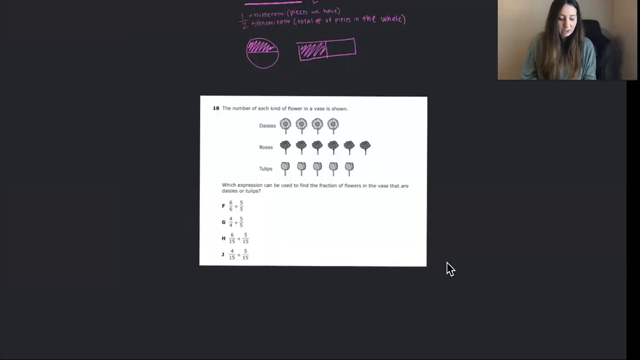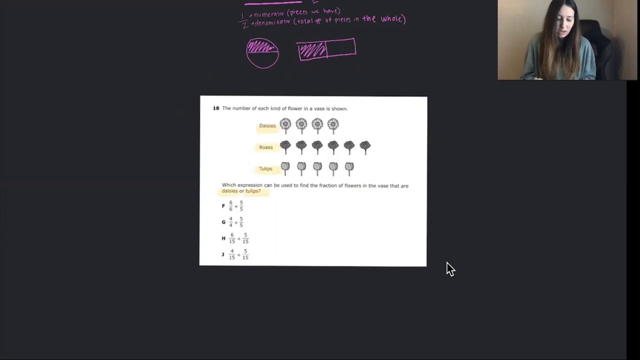So I'm looking around at this problem and I noticed that there are three different kinds of flowers in this vase. I'm looking at the answer choices I have, and it looks like it's wanting me to add two fractions together. I'm thinking because the problem's asking me to find an expression that tells us the fraction of daisies or tulips, that it's wanting me to add daisies and tulips together. So I first need to think about how can I represent daisies as a fraction, and how can I represent the tulips as a fraction?